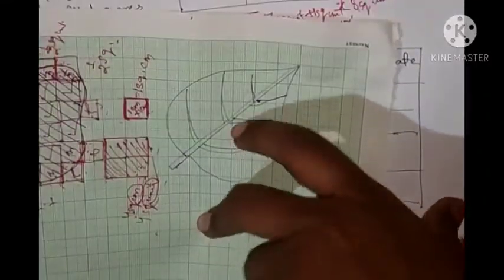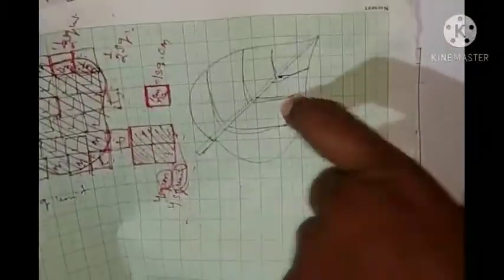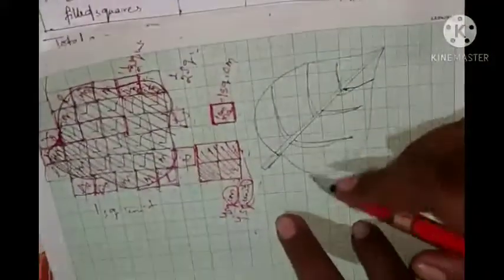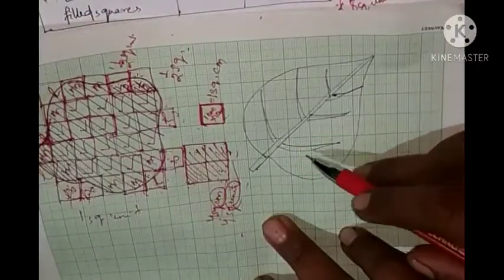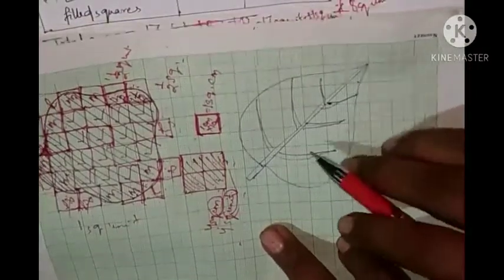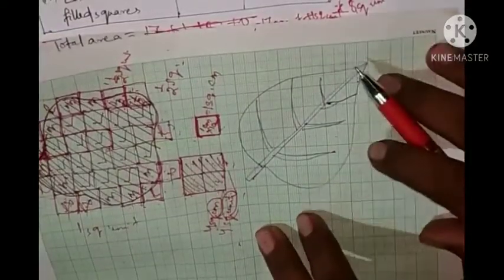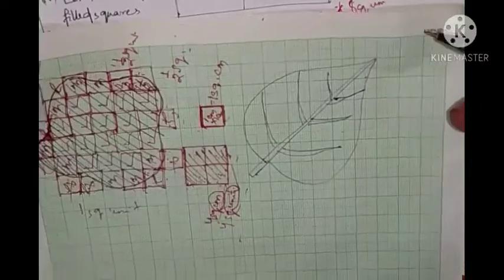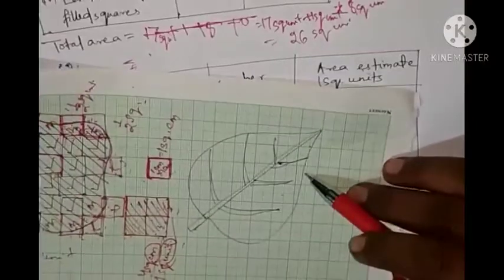Next we'll see another example. Look here. Here I have taken the figure of a leaf. Look, this is an irregular figure. That's why we can find out the area of this irregular figure by drawing it on a graph. I have drawn it on graph paper so that we can find out. Like the previous one, we will find out the area of this figure.